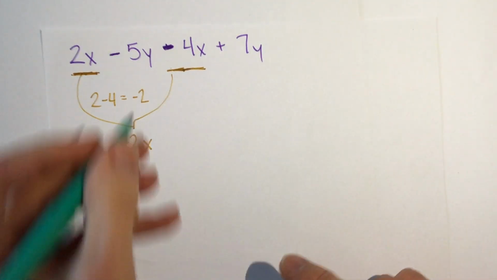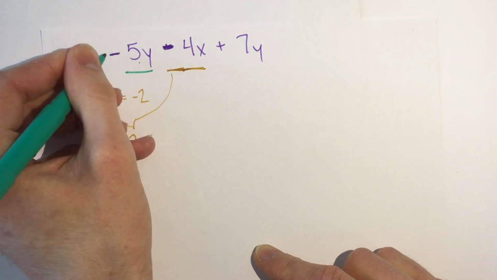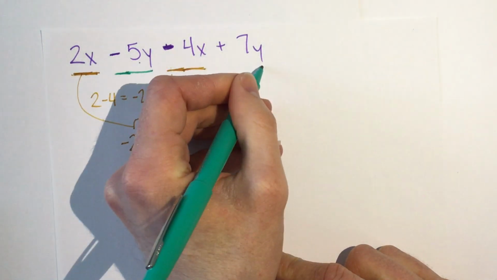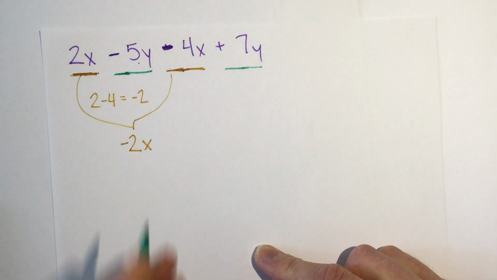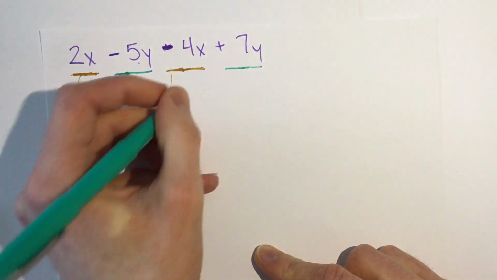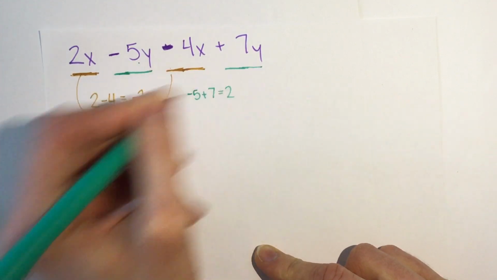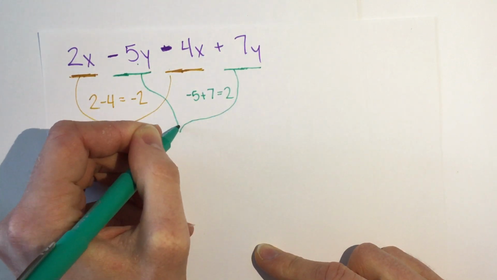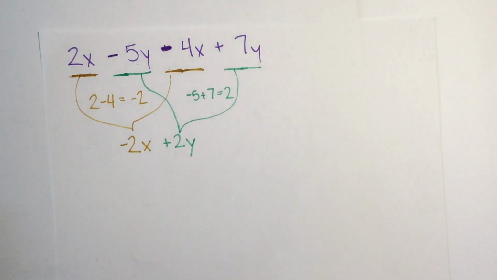Then we want to look at our y's. 5y, but again, what is the sign to the left of it? Minus. Negative 5y. And 7y, the sign is plus, so that's positive. Negative 5 plus 7 is positive 2. So when we combine these together, these make plus 2y.